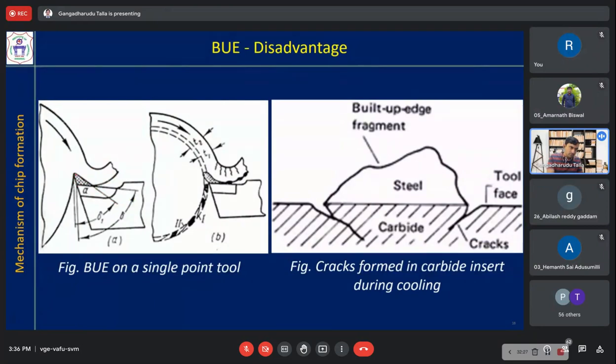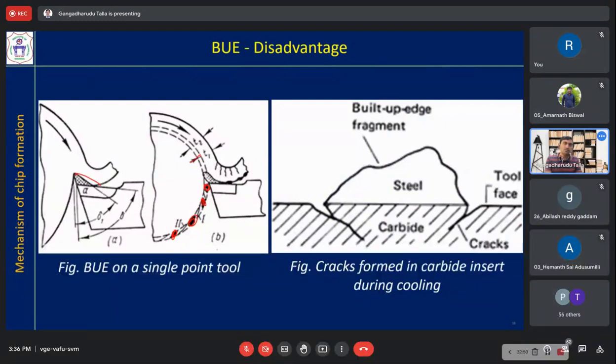Okay, because of this. That is one thing. And of course, not only that, this built-up edge is sticking to the finished workpiece, that is changing the surface finish of the workpiece. That is not at all desirable. And of course, uncut chip thickness is increasing.